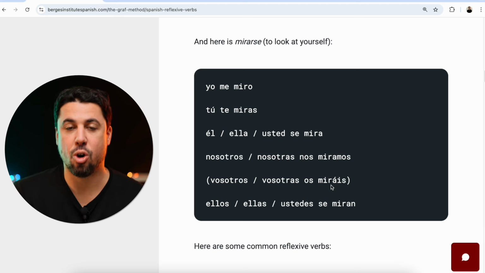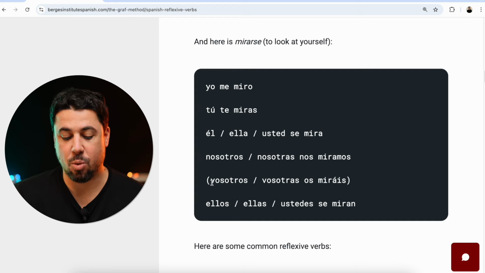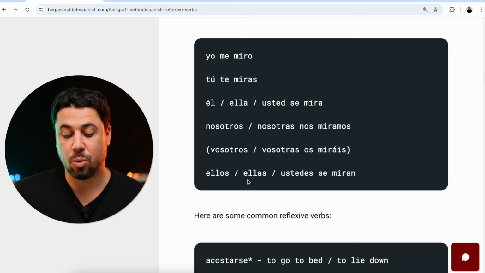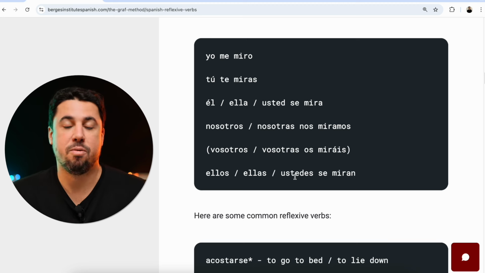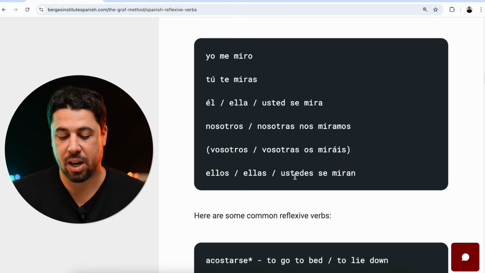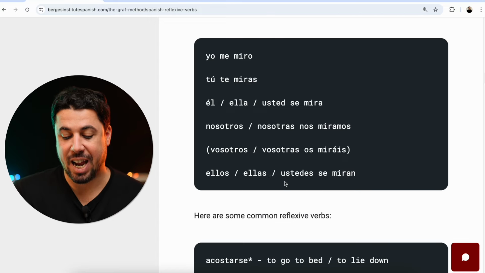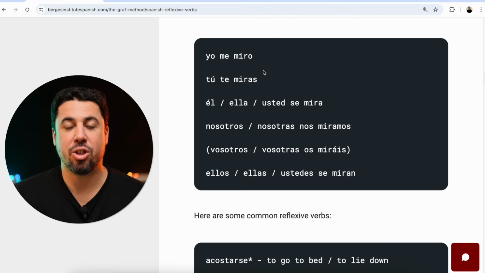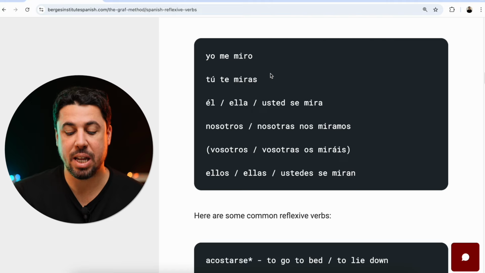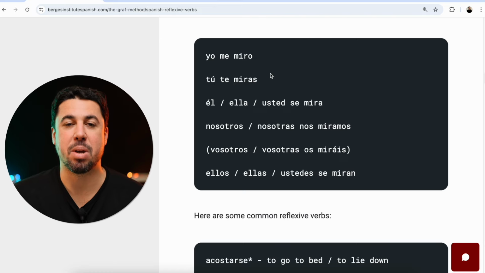Vosotros, vosotras os miráis. As a reminder, we only use vosotros in Spain. And the last one, they look at themselves, or you all look at yourselves, formal in Spain or formal or informal everywhere else. Ellos, ellas, ustedes se miran. So all together without the subject personal pronoun, me miro, te miras, se mira, nos miramos, os miráis, se miran.